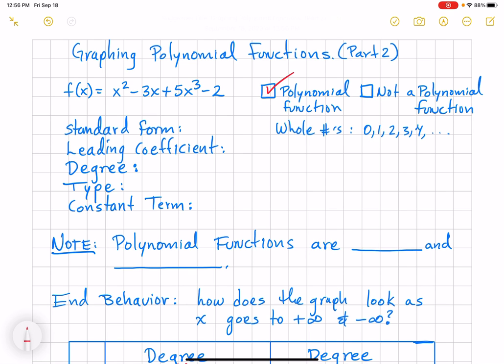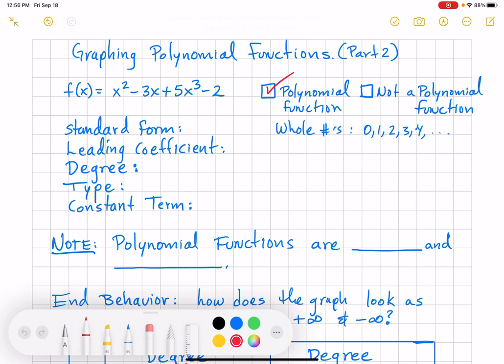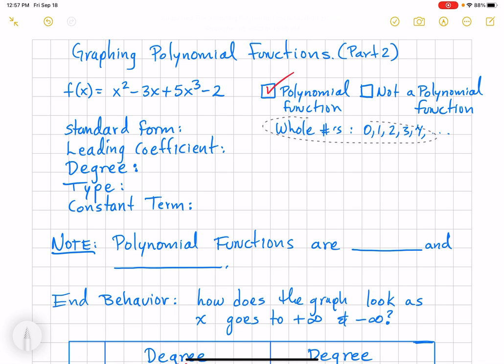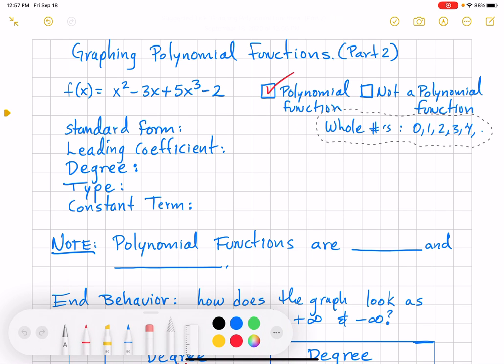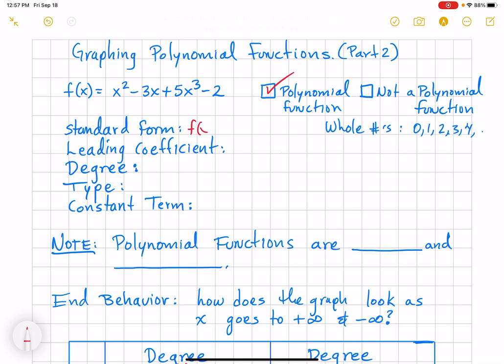Now how do you write it in standard form? I'm going to move this so you can have space. We have to put it in decreasing order of the exponents. So the standard form would be f of x equals 5x to the third plus x squared minus 3x minus 2. If the exponents are in decreasing order, that means the function is in standard form.